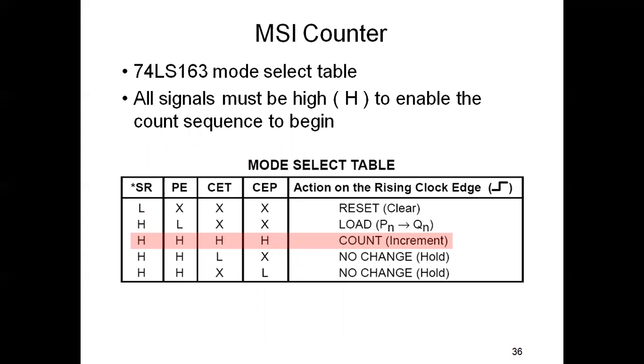MSI counter: all signals must be high to enable the counter sequence. The signals are SR, PE, CET, CEP, CP. With SR low, it resets or clears. With SR high and PE low, don't care, it loads PN to QN. With all high, it counts, incrementing. With the others high and one low, don't care, there is no change, it holds. The next one also holds.